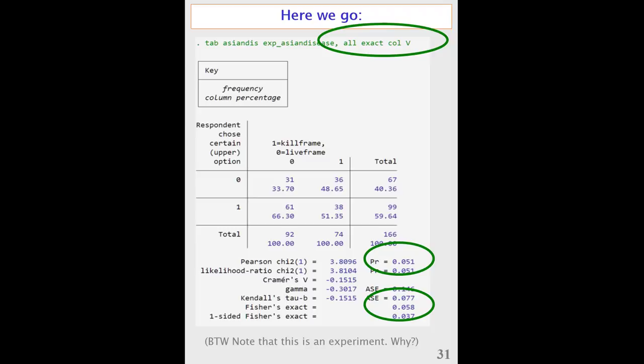This is obviously typically an experiment, because this thing is something that I measure: if you chose the upper option or the A option or the B option. But this one was under my control as the experimenter. So this is an experiment. I created that here.